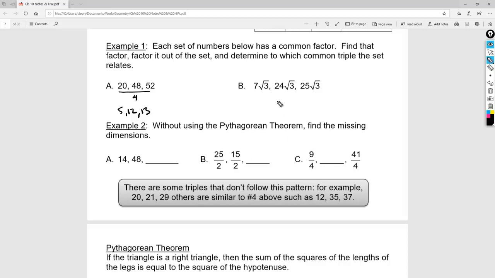Okay, next one, I have 7 root 3, 24 root 3, and 25 root 3. This one's a little bit clearer to see. If I just eliminate all the root 3's, I have a 7, 24, 25 triangle.